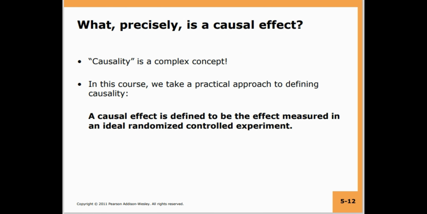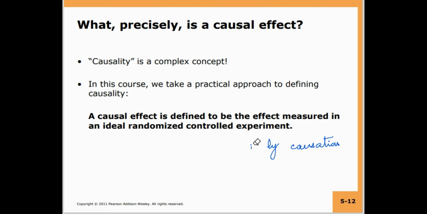So what precisely is a causal effect? Causality is a complex concept, as you may have heard many times, that correlation does not imply causation. Okay, so correlation does not imply causation. But we are trying to find the correlation in its very simple form. The beta 1 is the correlation coefficient between y and x. Okay, so how can we think of it as a causal relationship? So we introduce the idea of the ideal randomized controlled experiment.